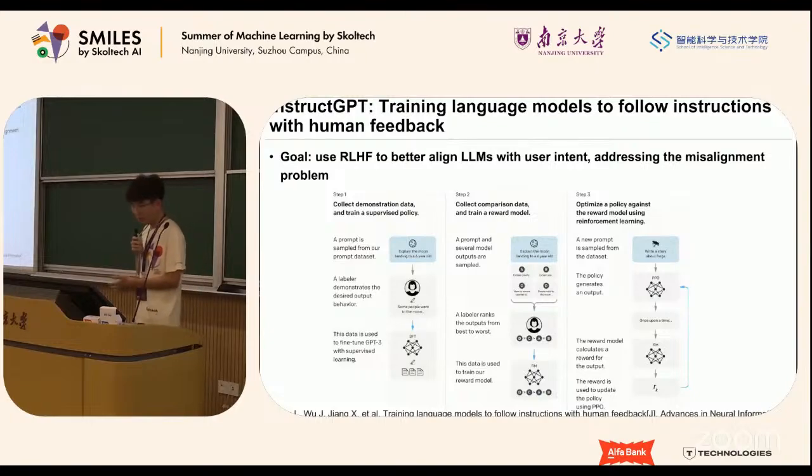This diagram outlines the three-step RLHF process in ChatGPT. Step 1 involves collecting demonstration data to fine-tune the pre-trained model with supervised learning, creating the SFT model. In step 2, we collect comparison data where a labeler ranks multiple model outputs, which is used to train a reward model. In step 3, the policy is optimized using reinforcement learning, such as the PPO algorithm, using the reward model to guide the model output generation.